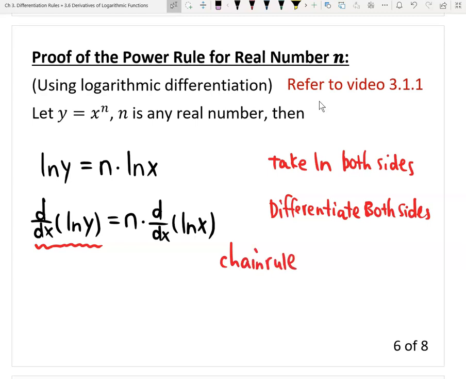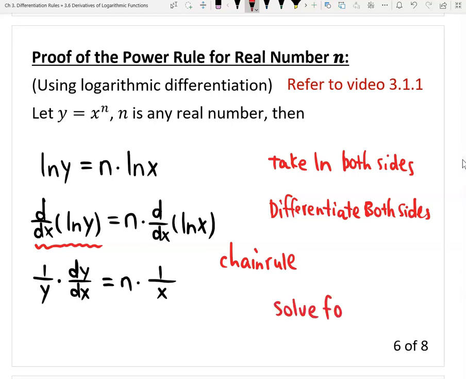Okay, I will write down what is the answer. The outer is a natural logarithm, take a derivative is a reciprocal function. The inner, of course, is dy/dx. Can you see? And then the right is n times the derivative, which is the reciprocal of x. Can you see? Now what is it? It is a linear equation. We just solve the linear equation.